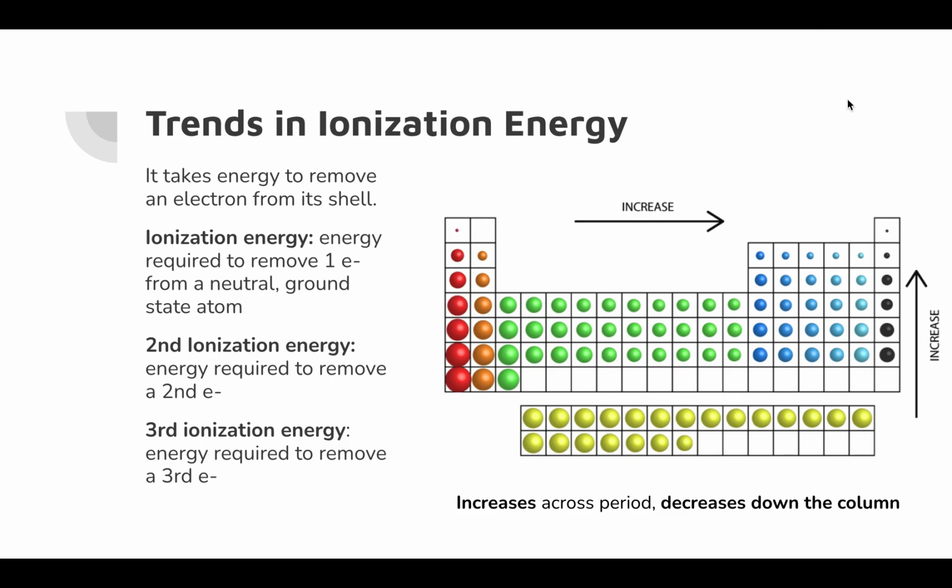On the opposite side, the ionization energy for the noble gases is really large because they already have 8 valence electrons and they don't want to take any off. So you're going to have a tighter bond and it's going to be harder to remove them.